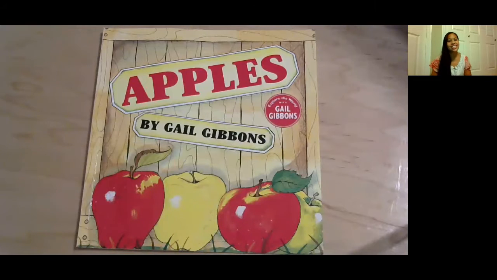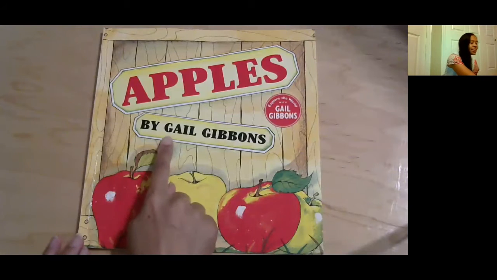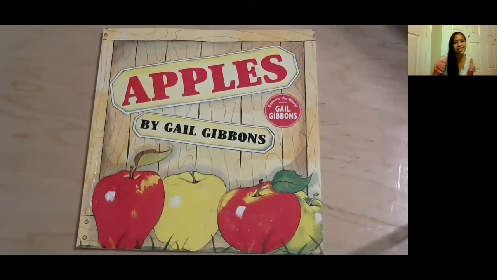Today I'm going to read a book about apples. Yes, this is the apple book that I chose for our apple study, and it's by one of my favorite authors, Gail Gibbons. That's her. I love her books because they are so full of information. They have so many facts and so many numbers and interesting things to learn about the subjects that she talks about. So we get to learn about apples today.